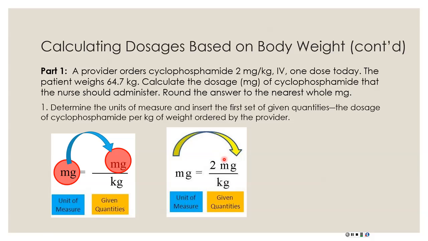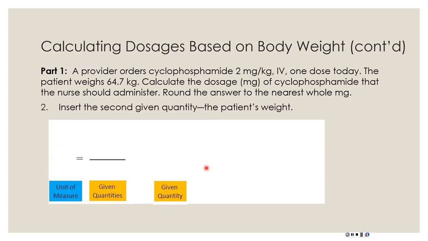Now, at this point, we can go ahead and enter the given quantity from our problem, which is the provider has ordered 2 milligrams per kilogram. So we can go ahead and put our 2 in there. All right, so we've decided we're looking for milligrams. We know milligrams has to go on top. We put milligrams there. We added our kilograms. We kept our couple married.